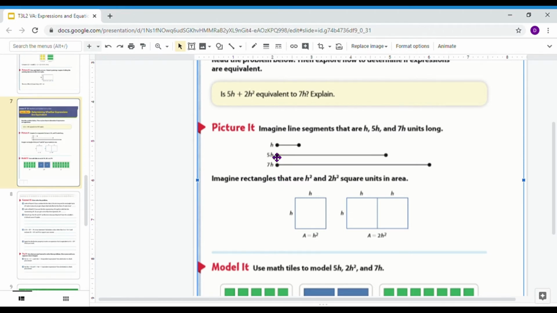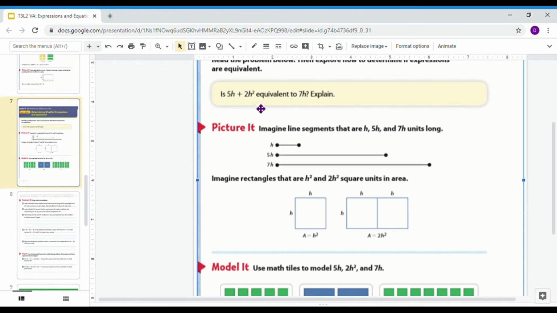So while we don't really have an exact number for h, a lot of times when we're thinking about variables or letters, we're thinking about an imaginary number, and it's really difficult to kind of grasp. So in this case, where they didn't necessarily assign a number to it but still made a visual, that seems to be very beneficial. And now we can see that this diagram up here, the picture it with the lines, really shows 7h and 5h, but we don't see this 2h squared.